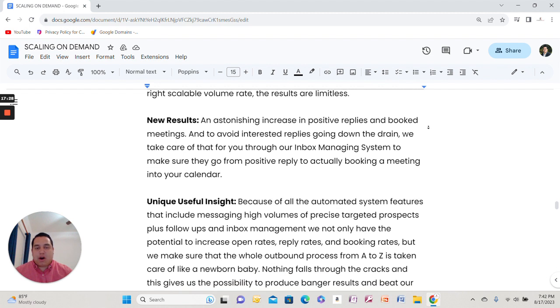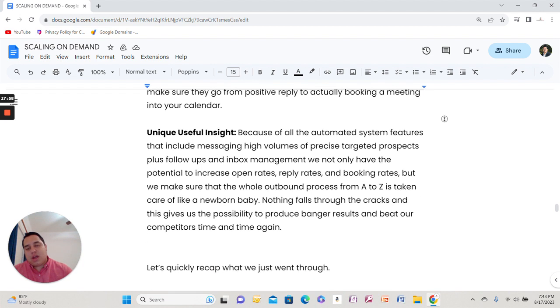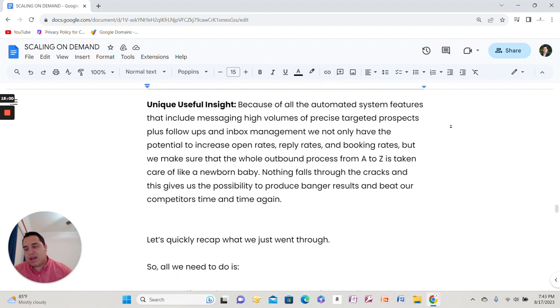Because of the automated system features of strong messaging at high volumes with precisely targeted prospects, plus follow-ups, plus inbox management, we're not only increasing the open rates, reply rates, booking rates, and closing rates, but you're making sure the whole outbound process is set up correctly and taken care of like a newborn baby. Nothing falls through the cracks, which gives us the possibility to produce great results for you and your company and beat our competitors time and time again.